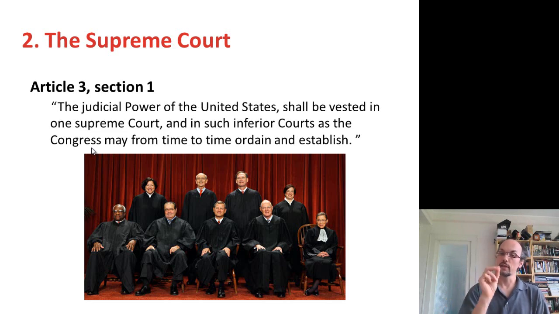So the Supreme Court is described in the Constitution, but the other federal courts are just mentioned. They can exist, but Congress creates them, something we discussed in the second lecture. And here you have a photograph of the 9 members of the Supreme Court.